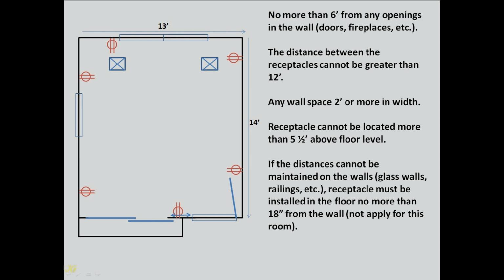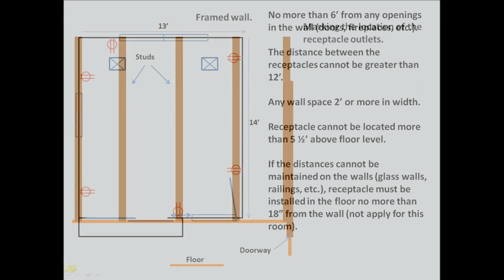If the distances cannot be maintained on the walls, glass walls, railings, etc., receptacle must be installed in the floor no more than 18 inches from the wall. Not apply for this room.